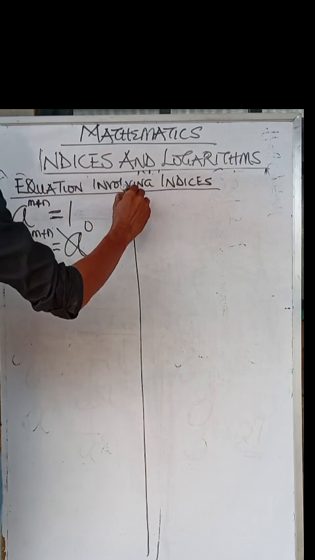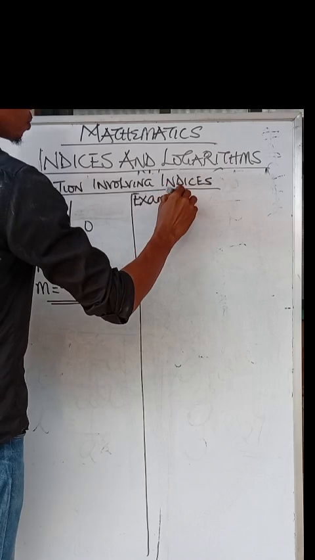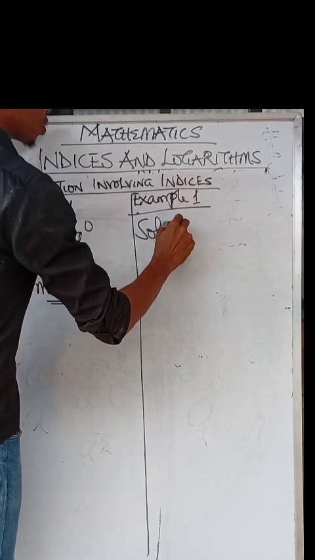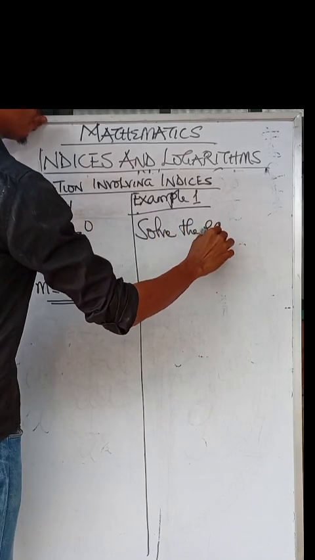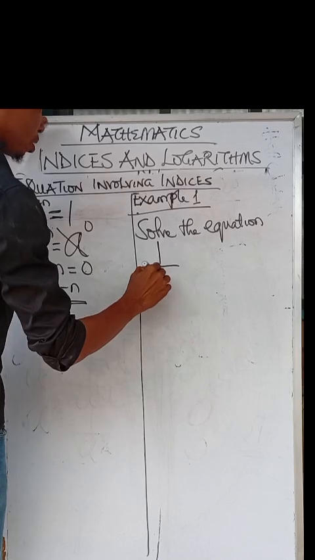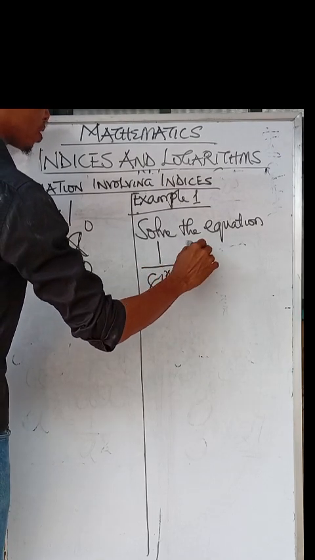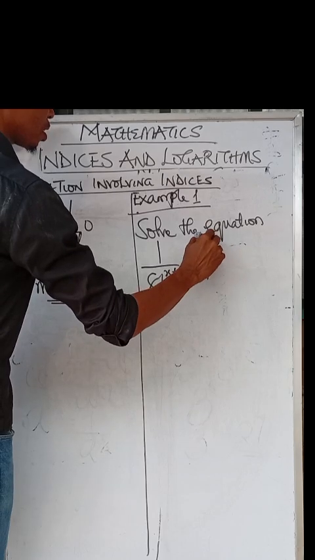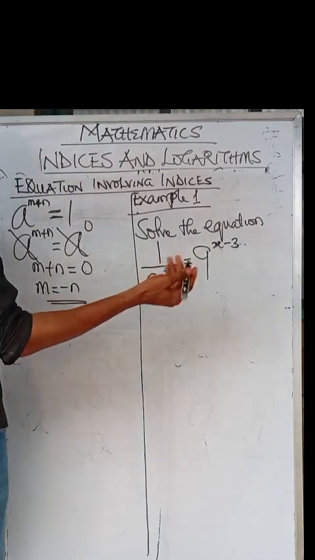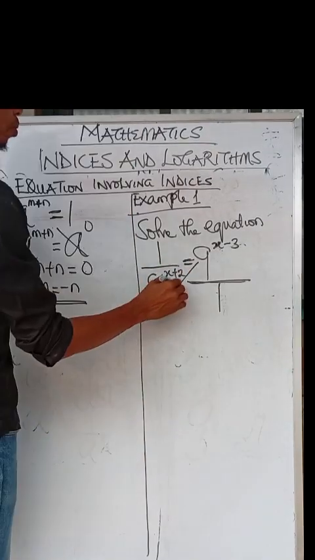Now, here is example 1. We have to solve the equation: 1 over 81 exponent x plus 2 equals 9 exponent x minus 3. Now in this case, you have to solve this. The simplest way we can do this is to just cross multiply.